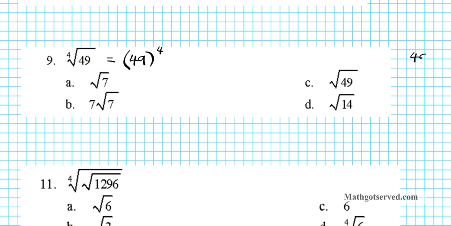Well, let's see, can I find factors to 49 or express 49 as a product of prime exponents? The answer is yes. What goes into 49? 7 goes into 49 7 times. So 49 as a product of prime exponents is 7 to the second power. So what I'm going to do now is replace this 49 by 7. So this is going to be 7 to the second power raised to the fourth power.